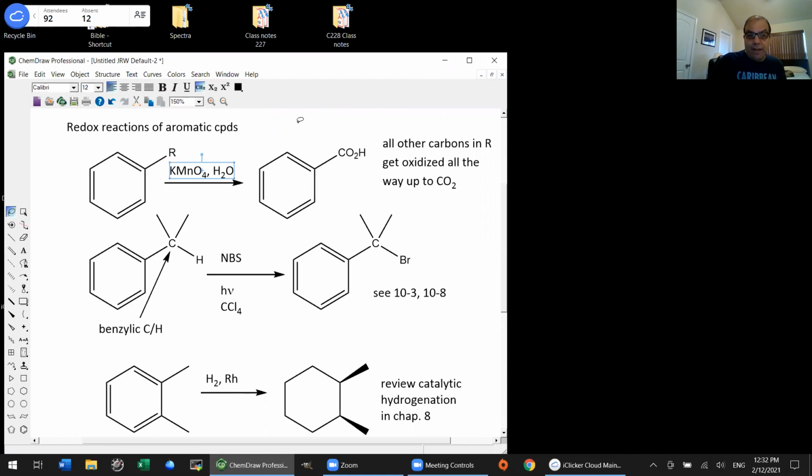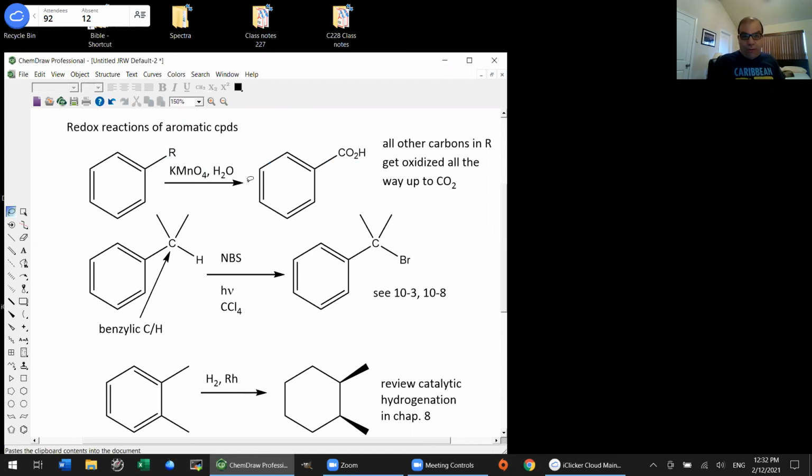This is a reaction with aqueous potassium permanganate. And you may recall that the permanganate ion is one of the strongest oxidizing agents known to man. I mean, it's right up there with periodic acid and potassium dichromate. These things are just stupidly strong oxidizing agents. And in the end, what you wind up getting is benzoic acid, or a benzoic acid derivative.